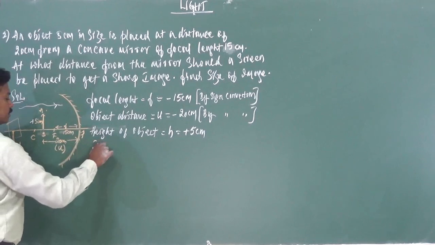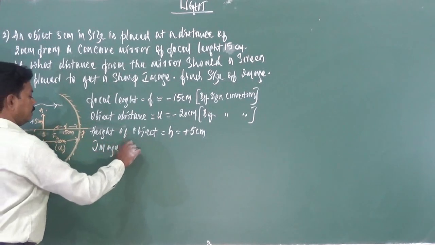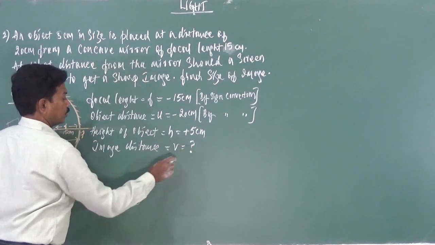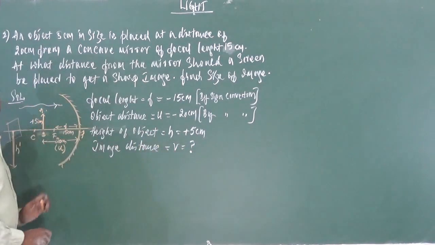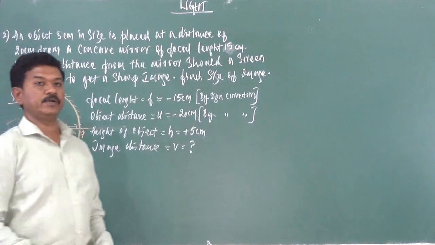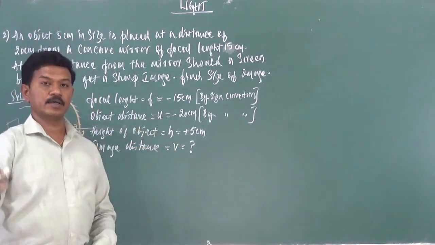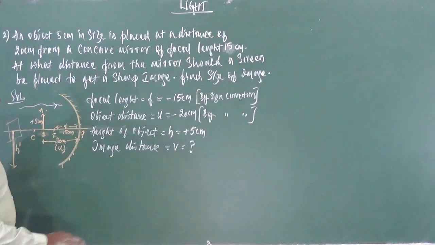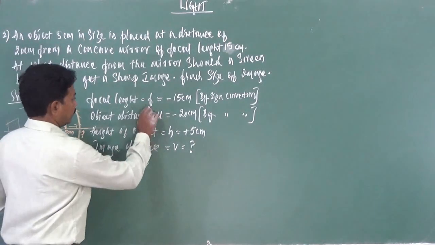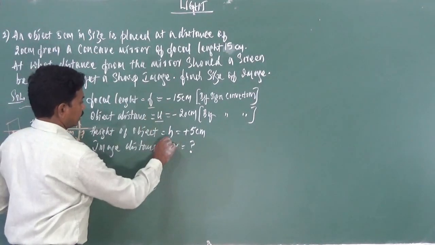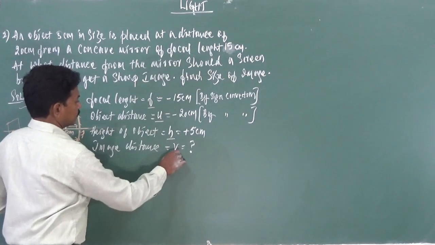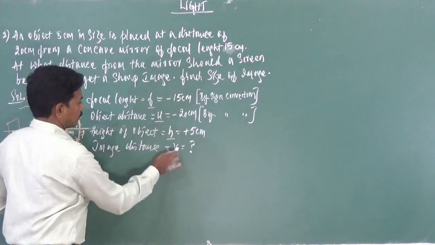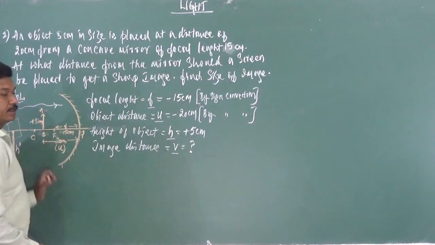So you have to find the image distance, that is this one. So image distance is equal to, V is equal to how much? Don't put any sign for this, because still you are going to find the value of V. Therefore don't put any sign for the unknown, what you are going to still find out. Okay. So look at the things. You have F, you have U, you have H, you have V. So you have to find the V. So you have F and U, and you can find out V by using the mirror formula.